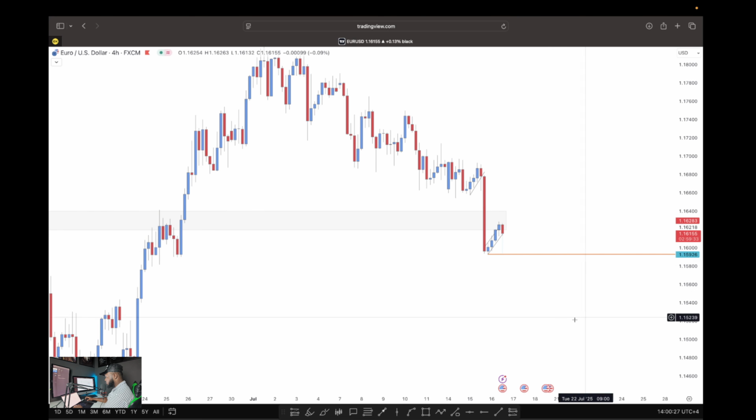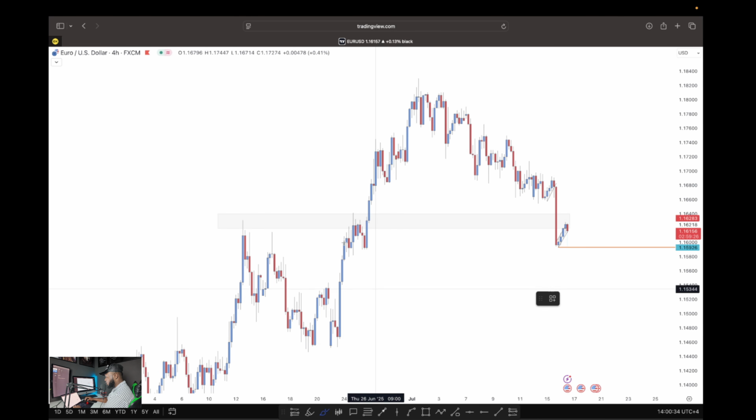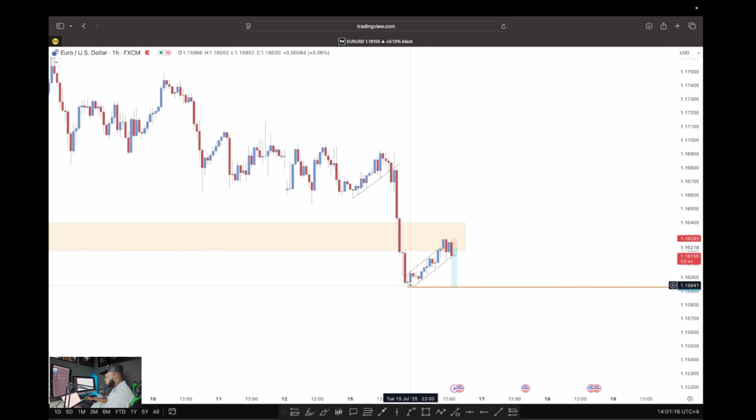And if you look to my left side right here, this is a level that the market respected as resistance, right? We resisted right here. This was also a resistance. And understanding patterns as well, there's a possible bearish flag, right?